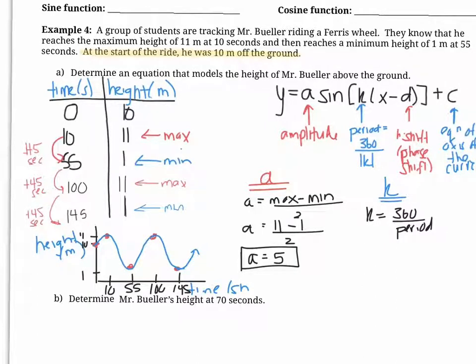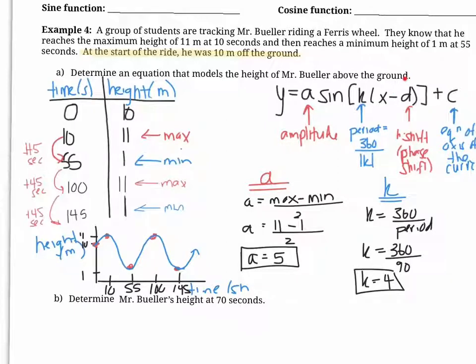So however you come up with the period, whether it's from the chart or from the sketch, it doesn't matter, as long as you realize that the period is 90 seconds. So we're going to do 360 divided by 90, and we know that that is 4. K is equal to 4. Let's keep going. So we've got our amplitude, we have our K value.